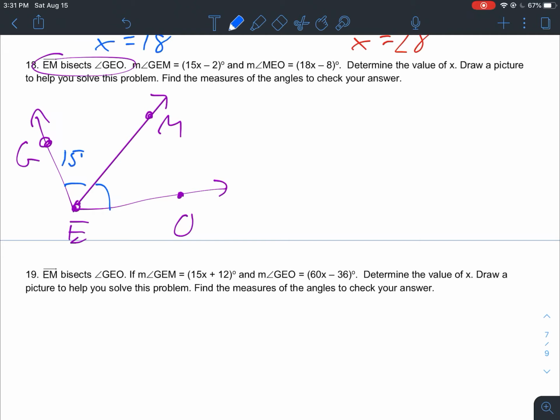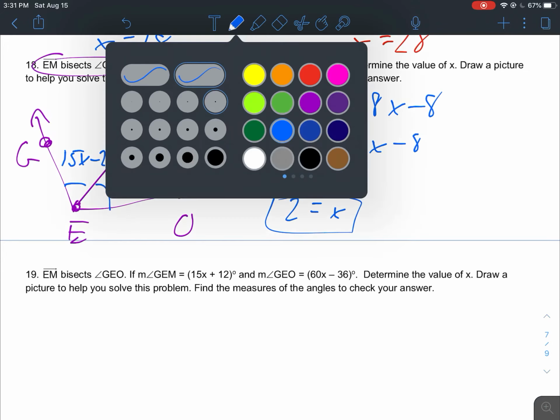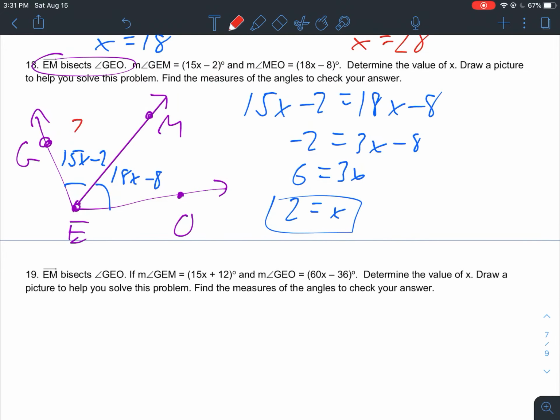All right, so GEM is 15x minus 2. MEO is 18x minus 8. And that's it. That's all you need. Because we know those are congruent, we can set those two equal to each other. Subtract 15x over. Add 8 over. Divide by 3. It says to find the measure of the angles to check the answer. So let's go ahead and take that 2 and plug it back in here. We get 28 degrees and 28 degrees, which means that our 2 is correct.